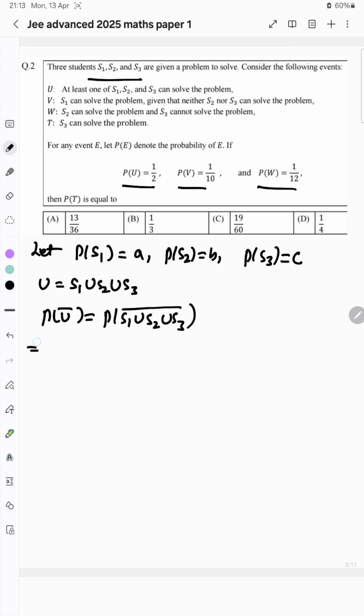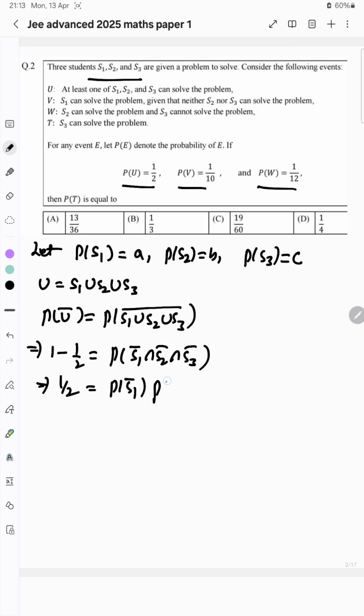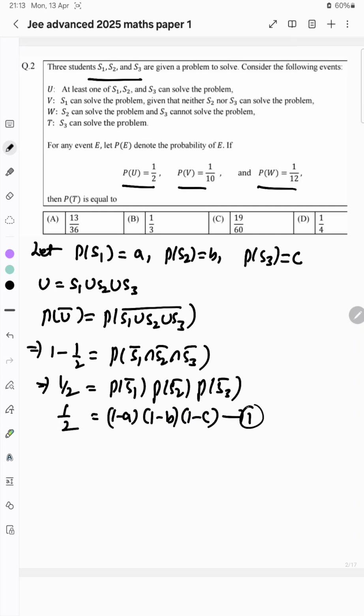Okay, complement. Now probability of U bar means 1 minus probability of U. That means 1 minus 1 by 2. Probability of S1 complement intersection S2 complement intersection S3 complement, we can get it. Now the events are independent events. Its complements are also independent events only. That means 1 by 2 is equal to probability of S1 bar into probability of S2 bar into probability of S3 bar we will get. That means 1 minus A into 1 minus B into 1 minus C is equal to 1 by 2. We got it. Let's take it as equation 1.